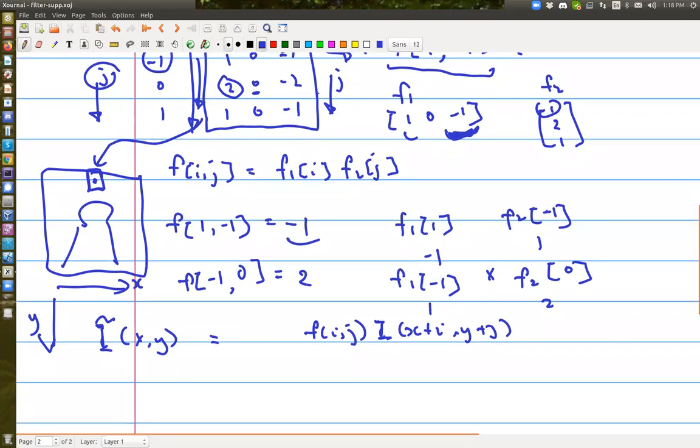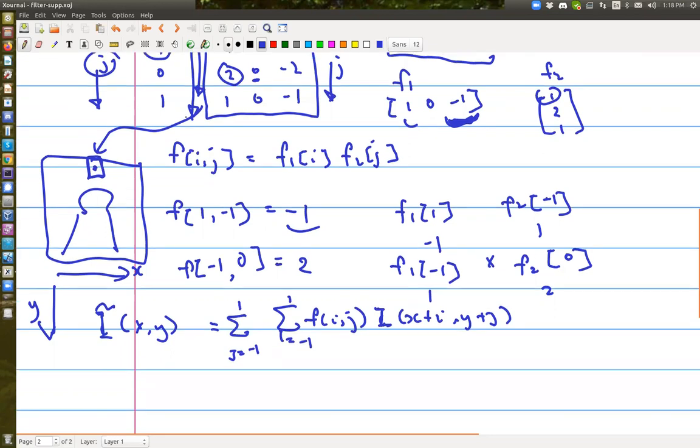Great. Okay, let's continue with this one here. So what the filter is actually doing is a sum, put two summations here: I equal to -1 to 1, and J equal to -1 to 1. Right, that's exactly what we're doing.